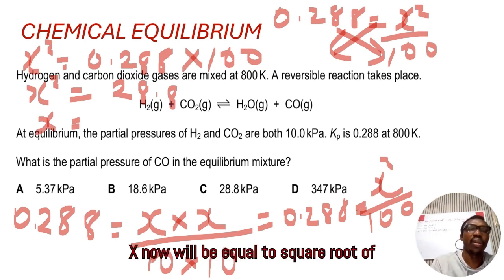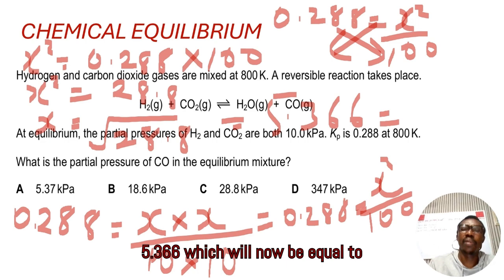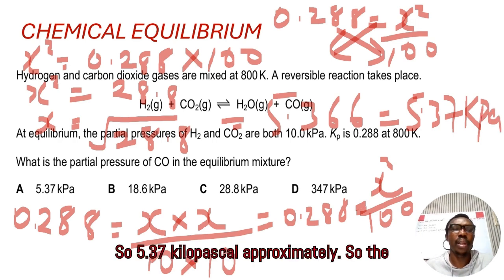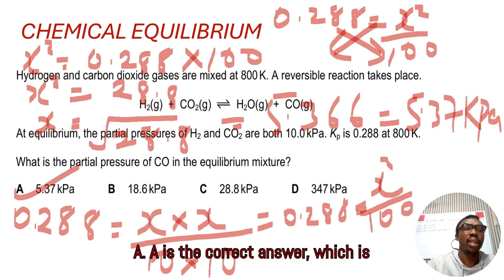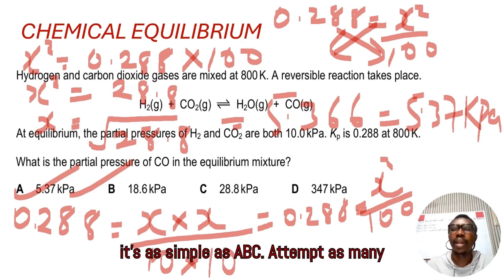X now will be equal to the square root of 28.8, which will be equal to 5.366, which is 5.37 kilopascal approximately. So the correct answer to this question is A. A is the correct answer, which is 5.37 kilopascal. So as you can see, it's as simple as ABC.